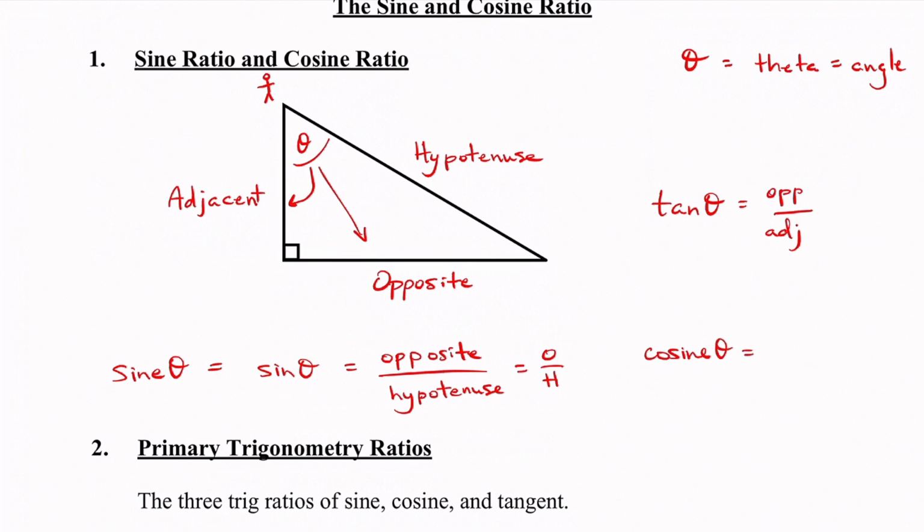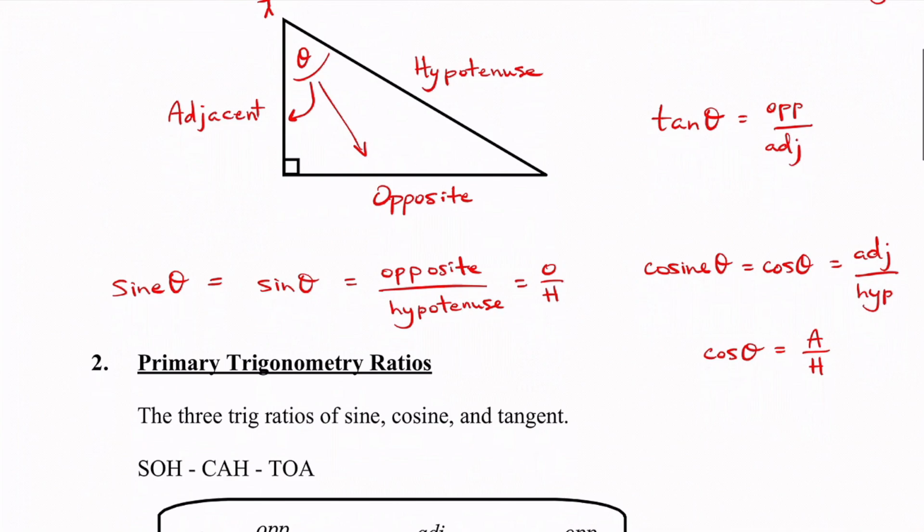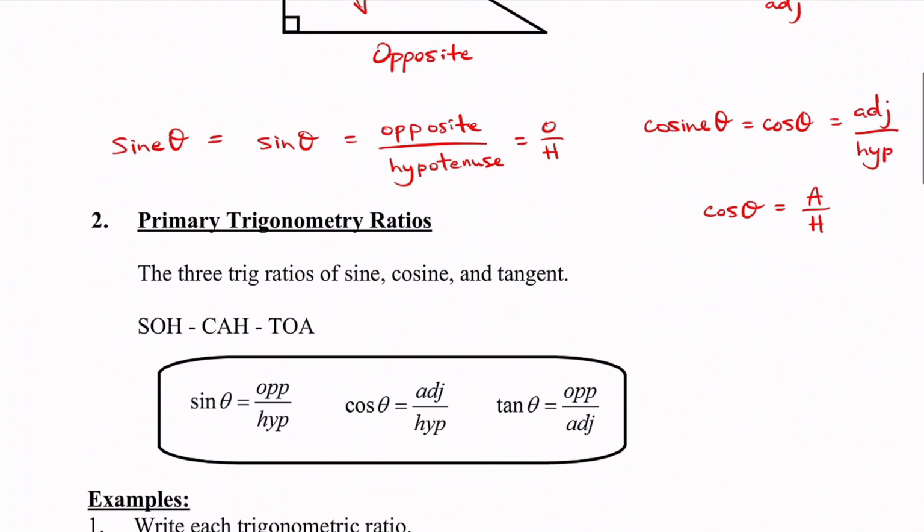Okay, so the short way to write that, we just put O over H. Okay, and then the cosine ratio, to write that a little bit shorter, we just put cos theta, and that is going to be the adjacent divided by the hypotenuse. Okay, and then the shorter way for writing that, we could just put cos theta is A for adjacent, and then H for hypotenuse. Okay, so these are our two new ratios. And these two new ratios, along with our tangent ratio from the other day, are what make up what we call the primary trig ratios. So these are the three trig ratios. They are sine, cosine, and tangent.